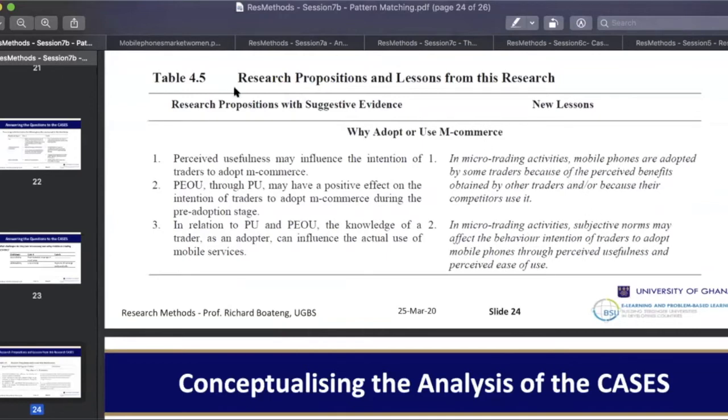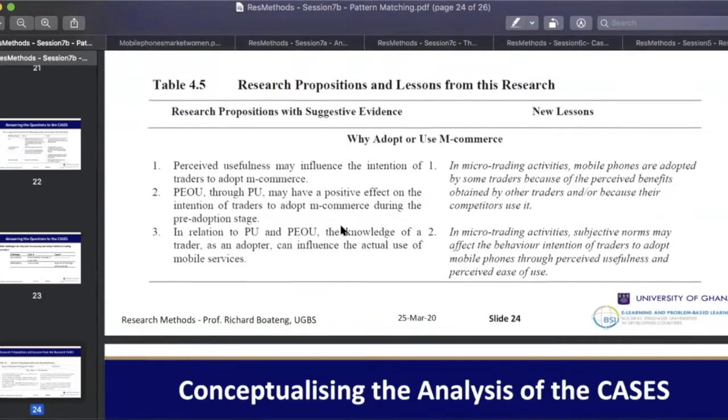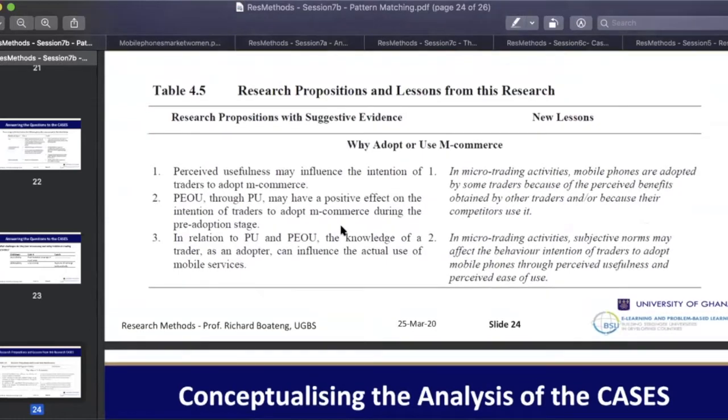This is what I told you. In pattern matching and then in cross-case analysis, you are going to look for patterns to suggest the propositions. This is what you found. But there were new ones which the data itself told you. So these are the new ones the data told you. It is good to summarize this in a table so that others can see what you said concerning what you intended to look out for.